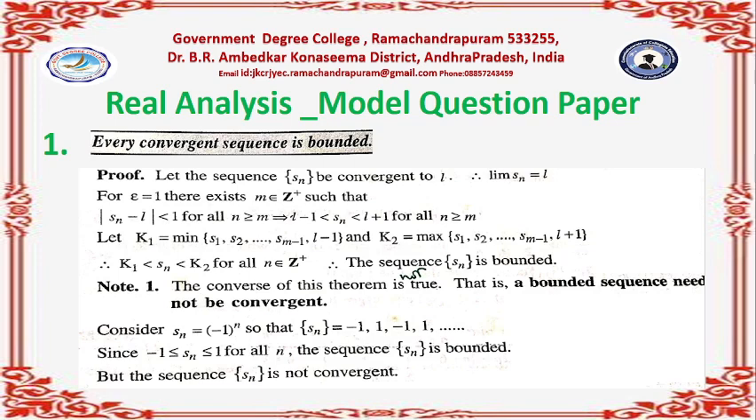Note, the converse of this theorem is not true. That is, a bounded sequence need not be convergent. Consider the sequence Sn equal to minus 1 to the power of n, so that Sn equals minus 1, 1, minus 1, 1 and so on. So clearly it is seen that all the Sn lie between minus 1 and 1 for all n. Therefore the sequence is bounded, but the sequence is not convergent. Why? Because the subsequence of odd members of the sequence converges to minus 1 and the even members of the sequence converges to plus 1. Let me explain this in Telugu also.